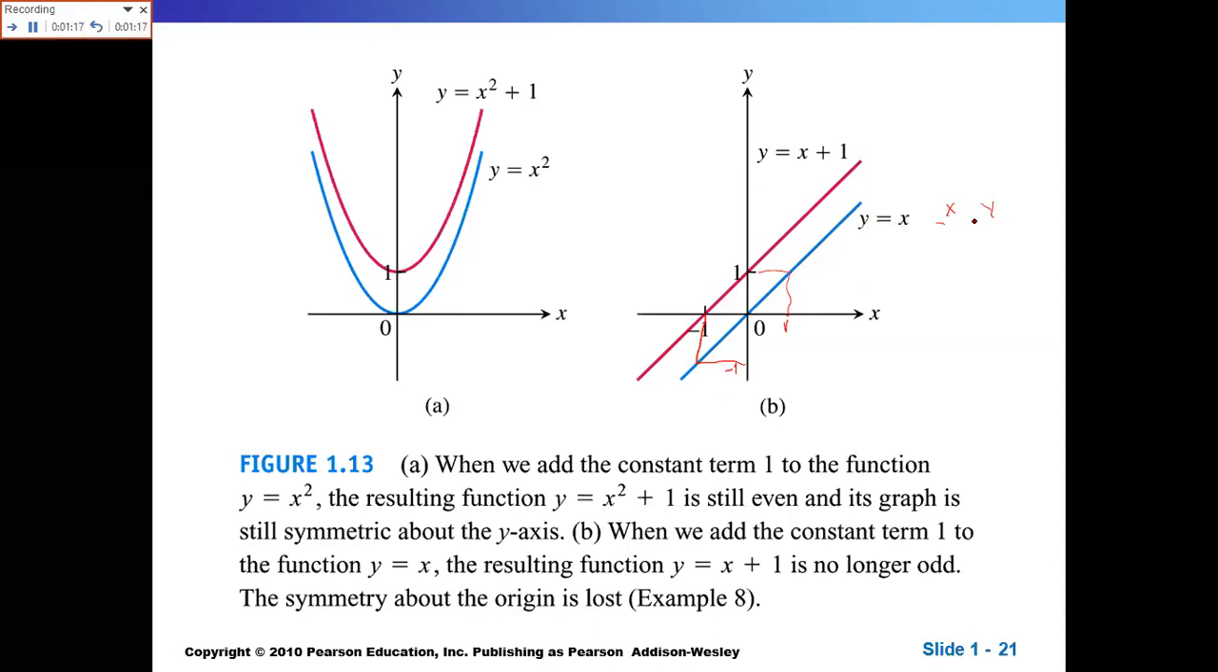Okay? So if x equal to 1, this will be 1. If x is equal to 0, this will be 0. If x is equal to minus 1, it will be minus 1. Right? And that is what we say it is symmetric around the origin. But now, if we bump it by 1, is it going to be symmetric around the origin?